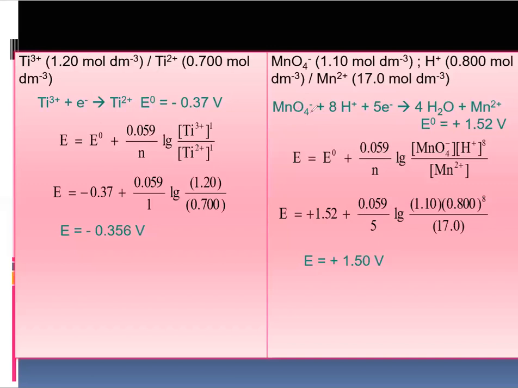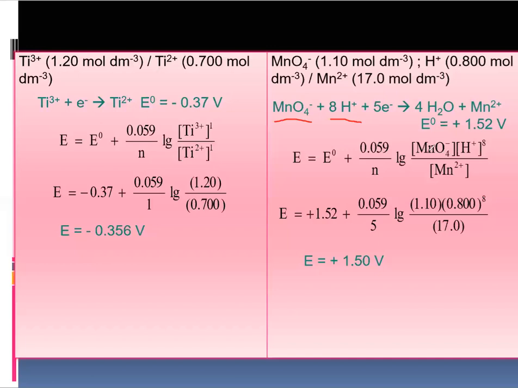So MnO4 minus plus 8H plus plus 5e minus gives us 4H2O plus Mn2 plus. So how do we solve this? The same way, very straightforward. You can see we have our E naught plus 0.059 all over n, log of concentration of reactants. Now our reactant is more than 1. That's the interesting thing, we now have 2 reactants, MnO4 minus and H plus.